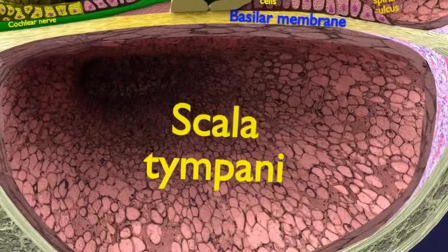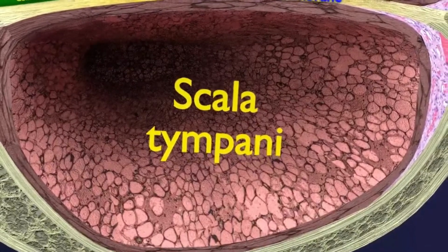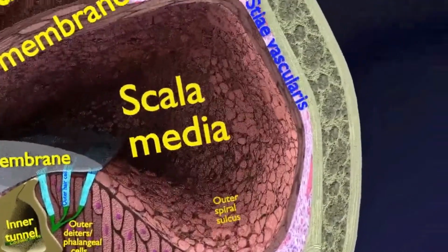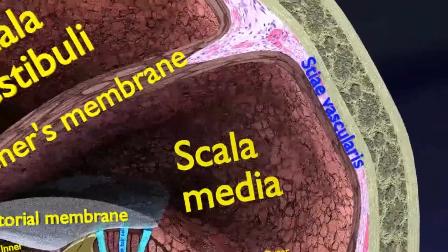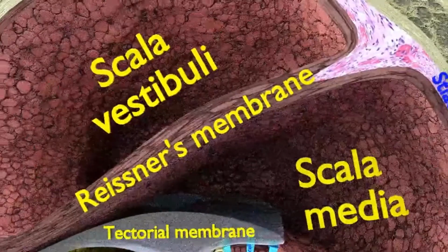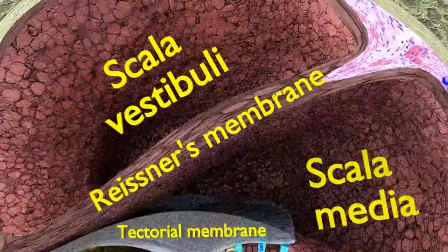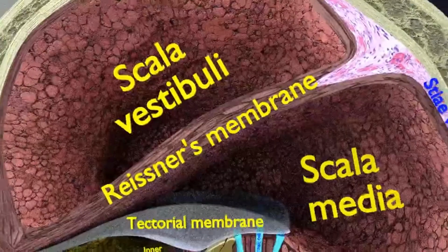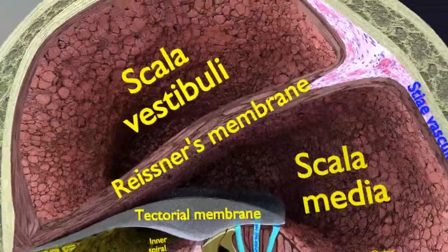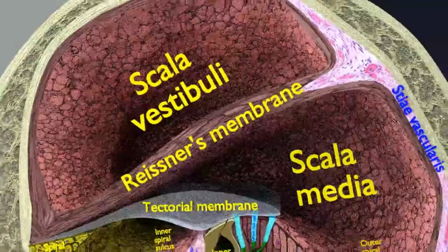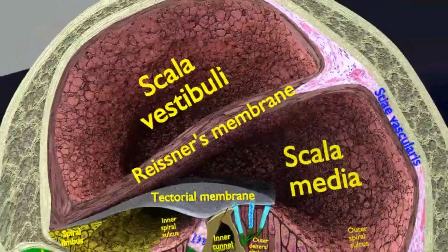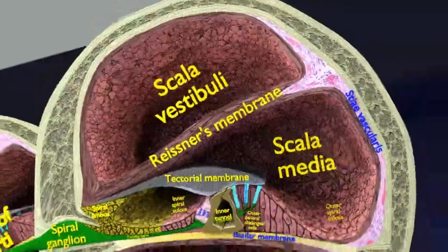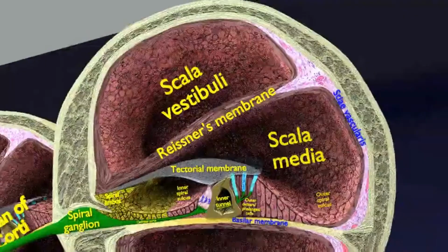Here, you can see the three canals of the cochlea, the scala tympani, the scala media or the cochlear duct and the scala vestibuli. I would like to discuss the scala media in detail as it is the most important of the three canals. Filled with endolymph, the cochlear duct ends blindly at both ends, that is, below the round window and at the apex. In cross-section, this duct resembles a right triangle.